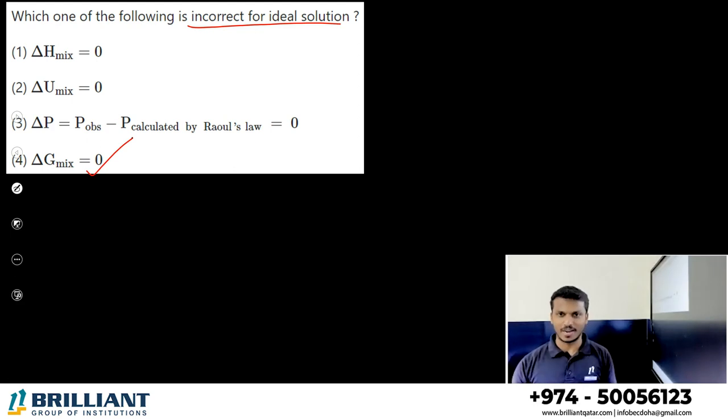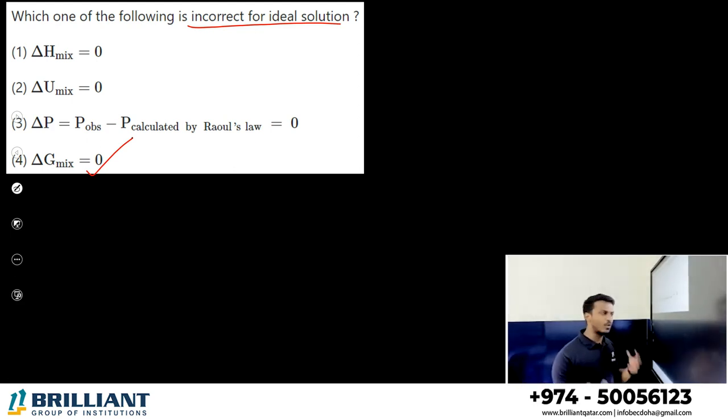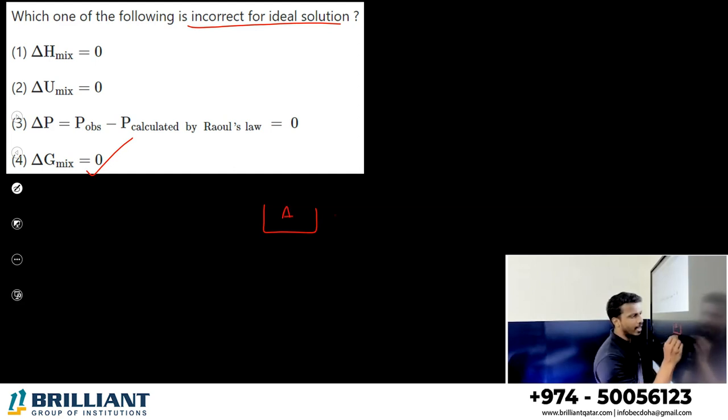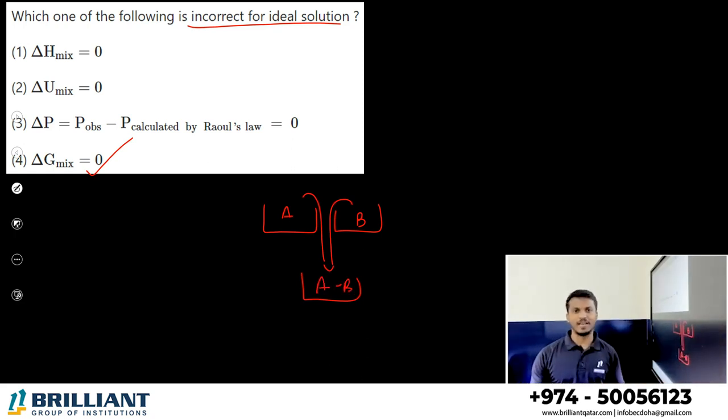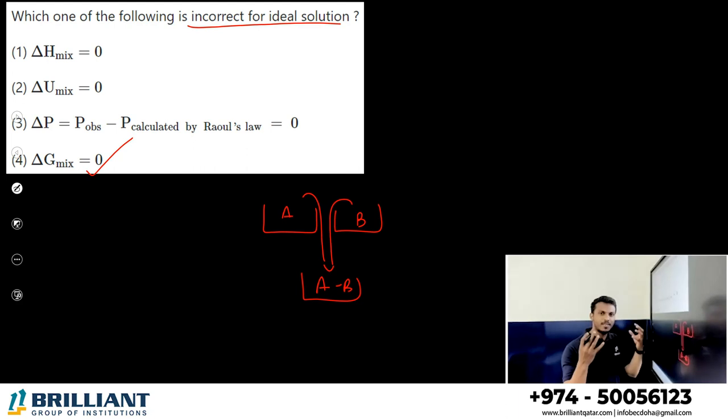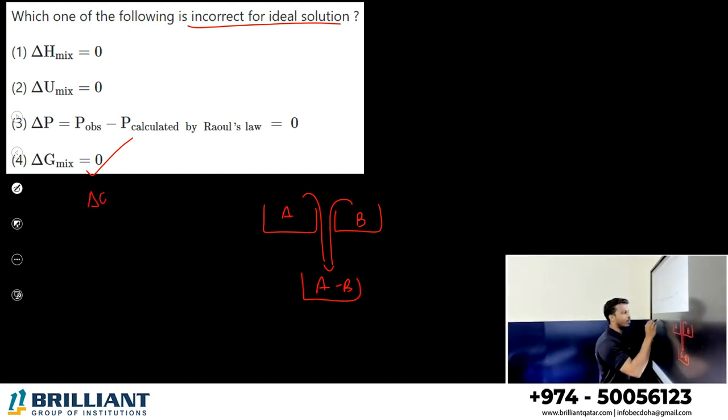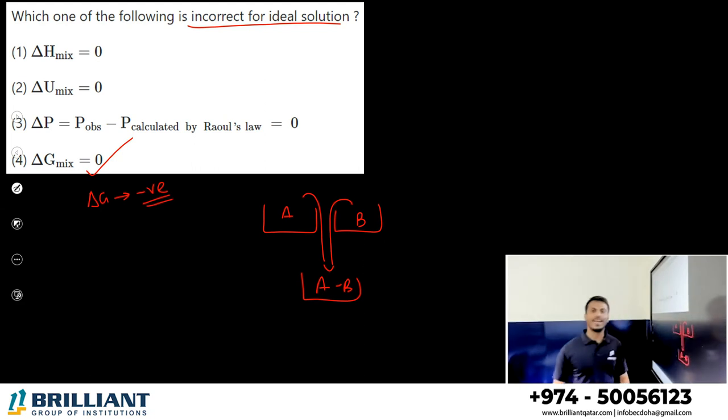You are mixing two solutions, right? Ideal solution or non-ideal solution, whatever, you are going to mix A and B, two liquids together, and you are making a mixture of AB. What is meant by delta G? Gibbs energy. Gibbs energy 0 means the reaction is not taking place like that. Delta G should be negative, then only the reaction will be spontaneous, or feasible, or can occur. So for mixing two solutions, delta G value is negative, or we can say delta G less than 0.